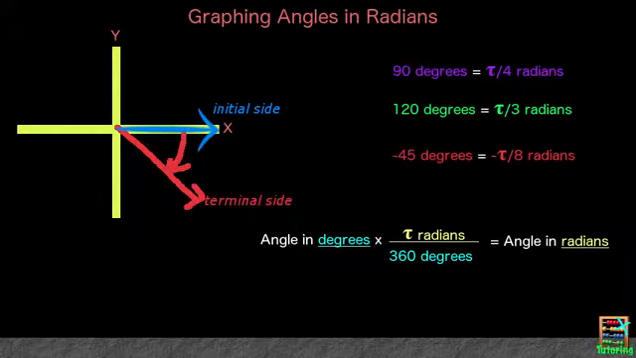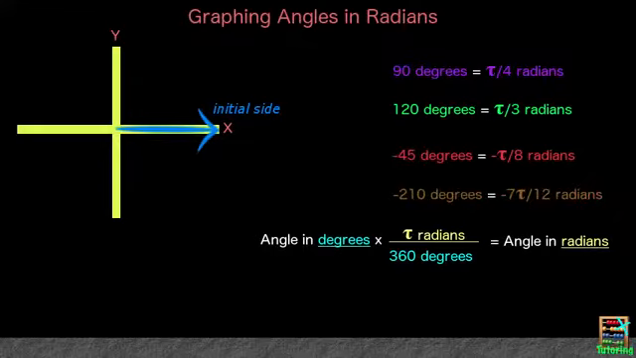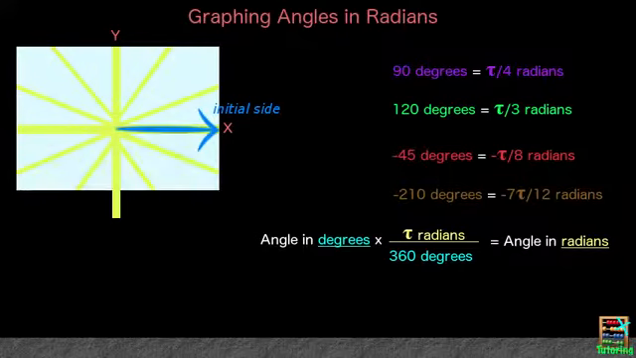I think we have time for one more example. The angle negative 210 degrees converts to negative 7 tau twelfths radians. This is a good one to use our trick on. We first break up the graph into 12 equal parts.